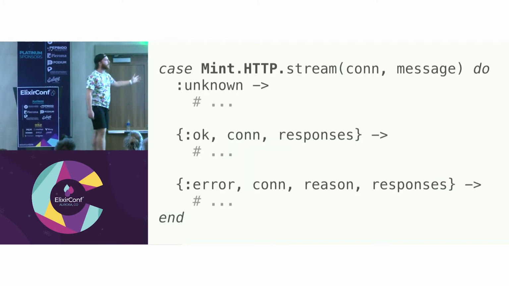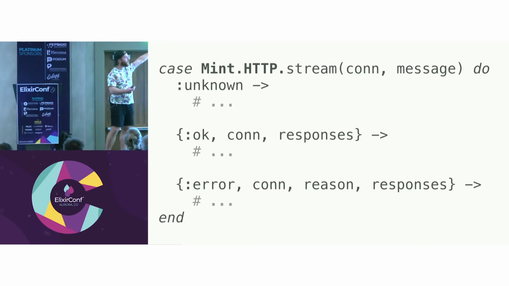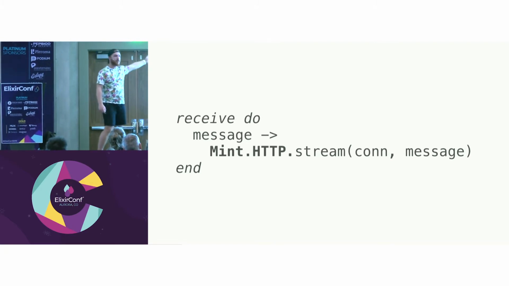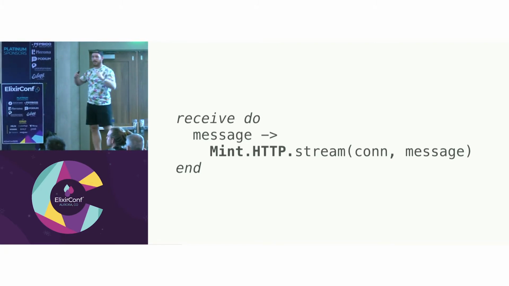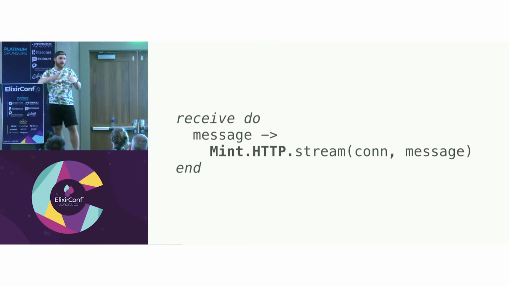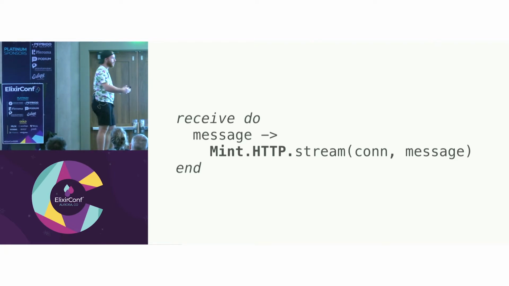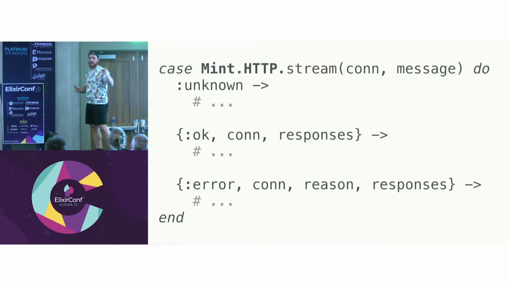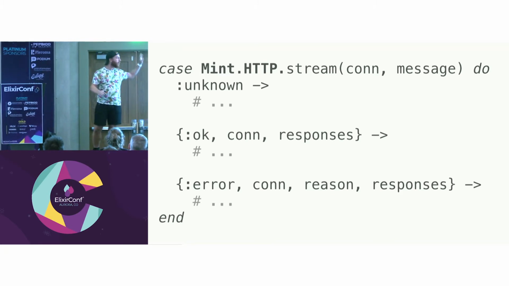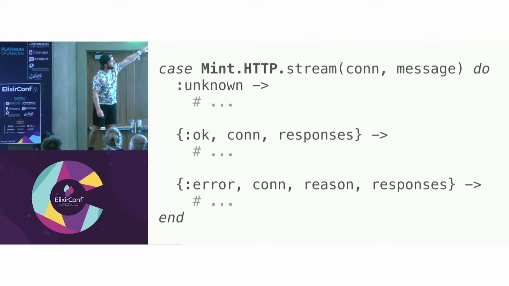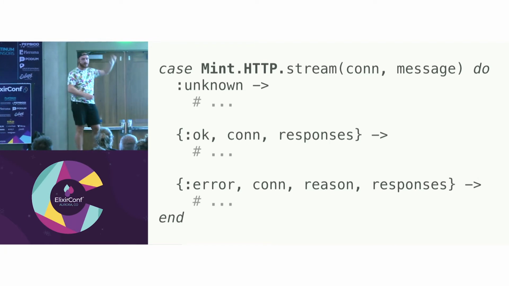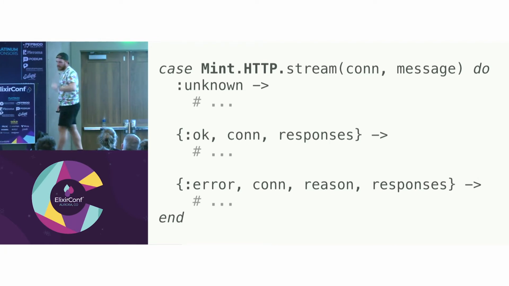Mint.HTTP.stream can return one of three values. The first one is a really important one. It can return unknown. And this is what allows you to actually do this, where you pass any message to Mint.HTTP.stream, because every TCP message is tagged with the socket that it comes from. So in our case, it's tagged with the Mint connection that it belongs to. So if you do this, it will return unknown if the message is not directed to your connection, so you can handle it elsewhere in your code. You get a message, you just try Mint.HTTP.stream. If the message was not directed to that connection, it's just going to return unknown, and you can process it in other ways.